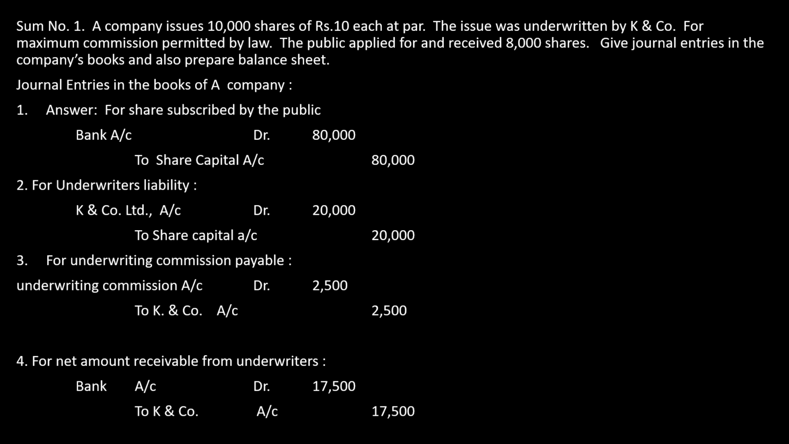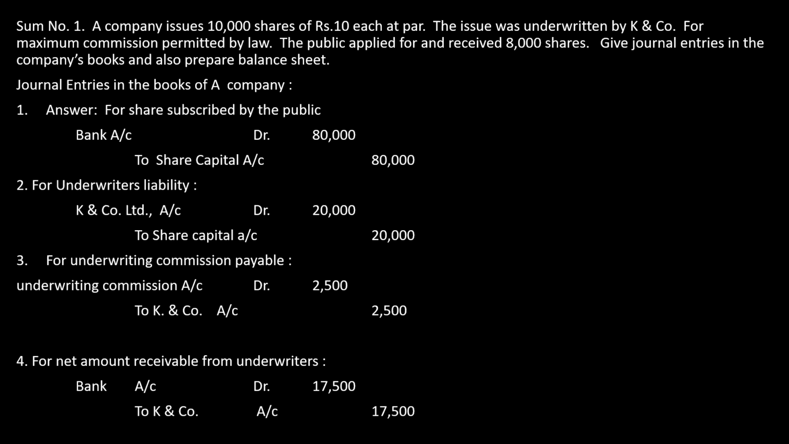Now, let us start with the journal entry first. We are going to prepare the journal entry in the books of the company, so we have to look at everything from the company's point of view. The first entry is for the public subscription. The public applied for 8,000 shares, which means 8,000 into 10, that is 80,000. For that, the entry will be Bank Account debit to Share Capital.